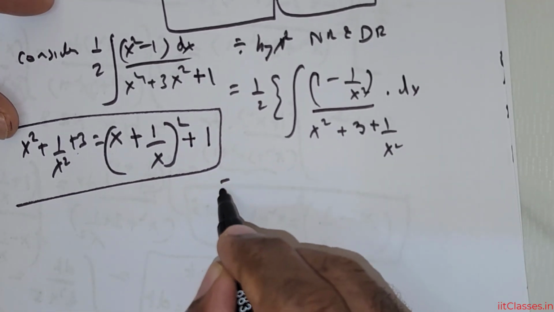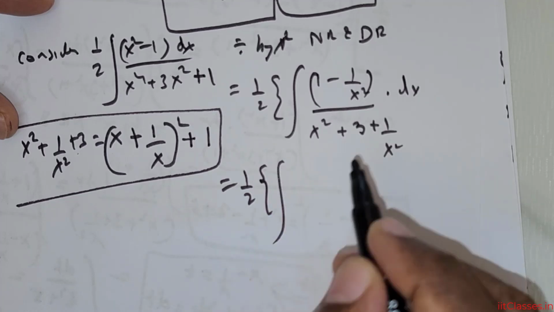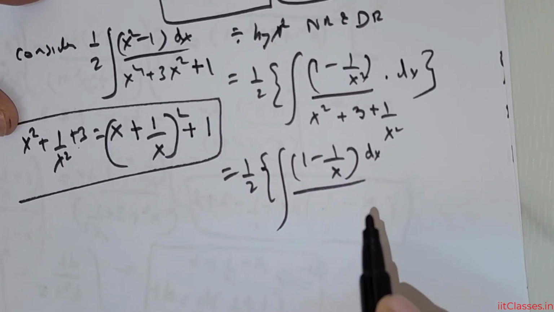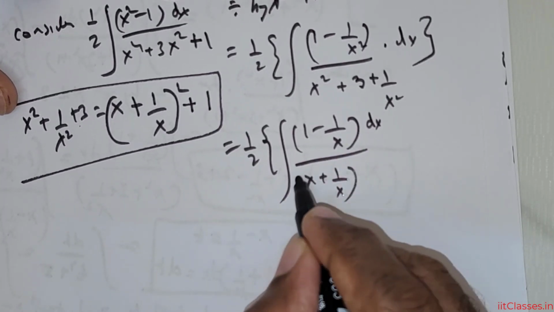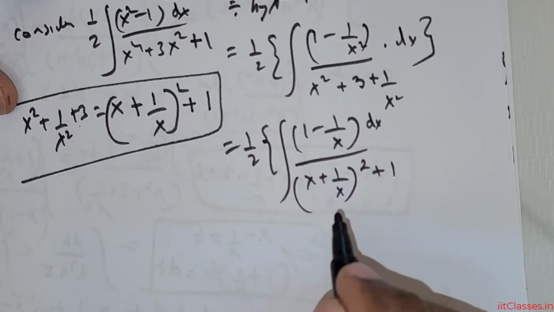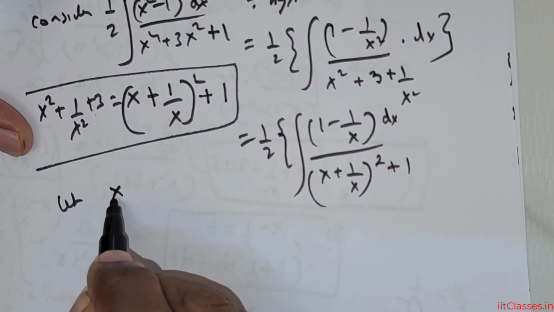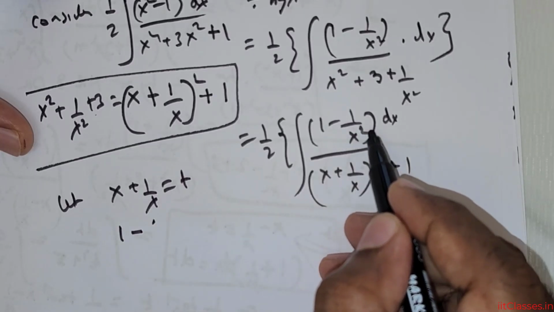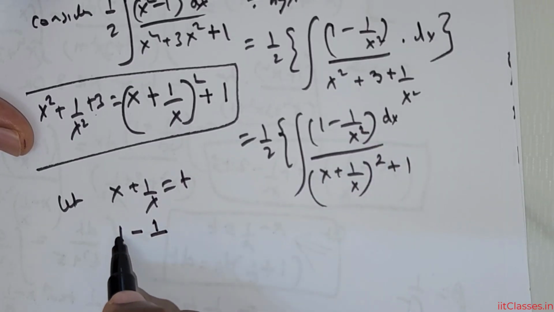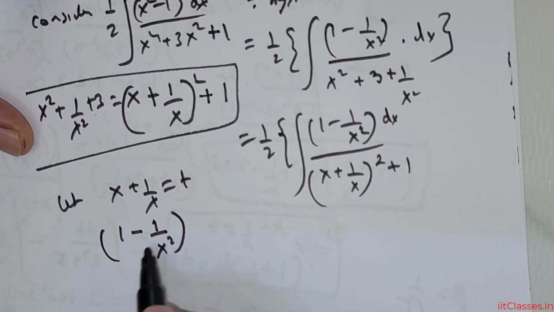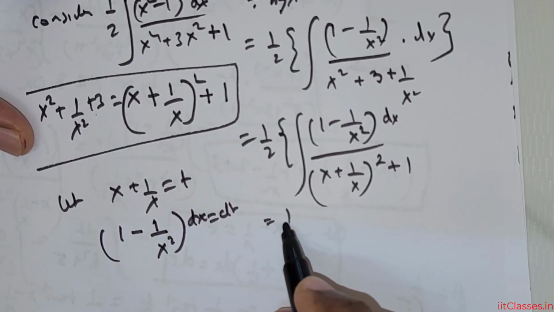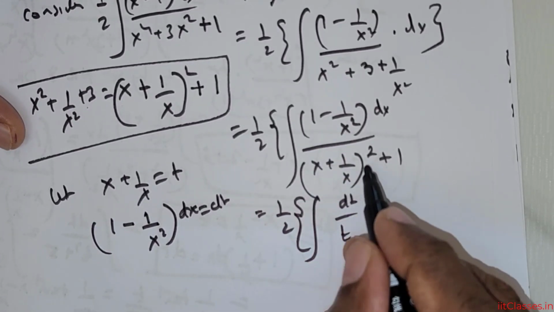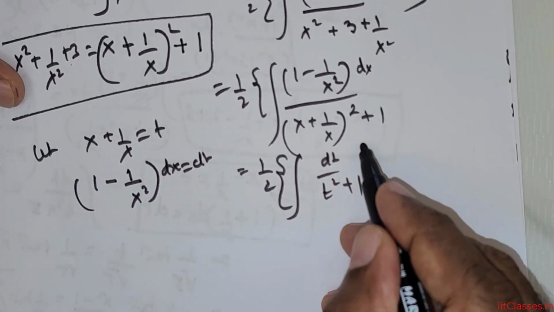So this is going to be equal to half times integral (1 − 1/x) times dx divided by (x + 1/x) the whole squared plus 1. Now let me take x + 1/x to be equal to t. I differentiate, I get 1 minus 1 over x squared times dx is equal to dt. This is half times integral dt over t squared plus 1.